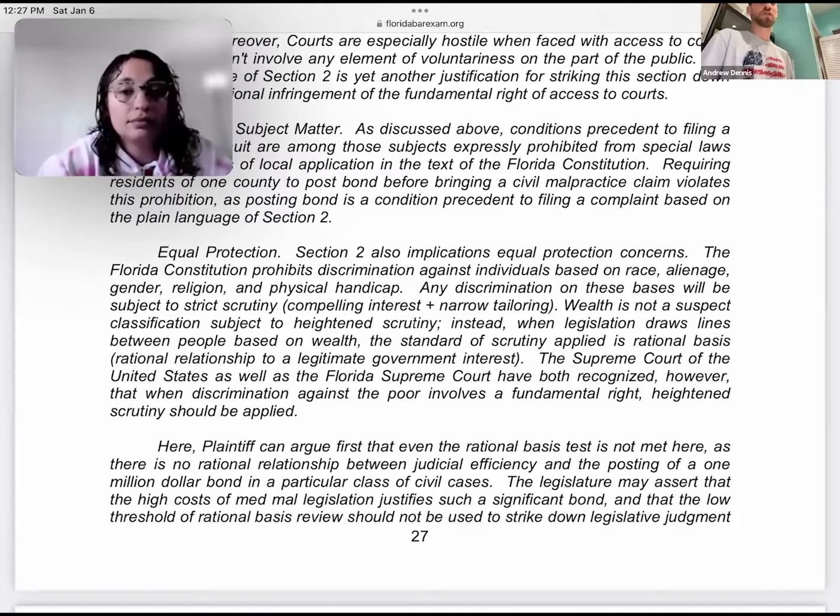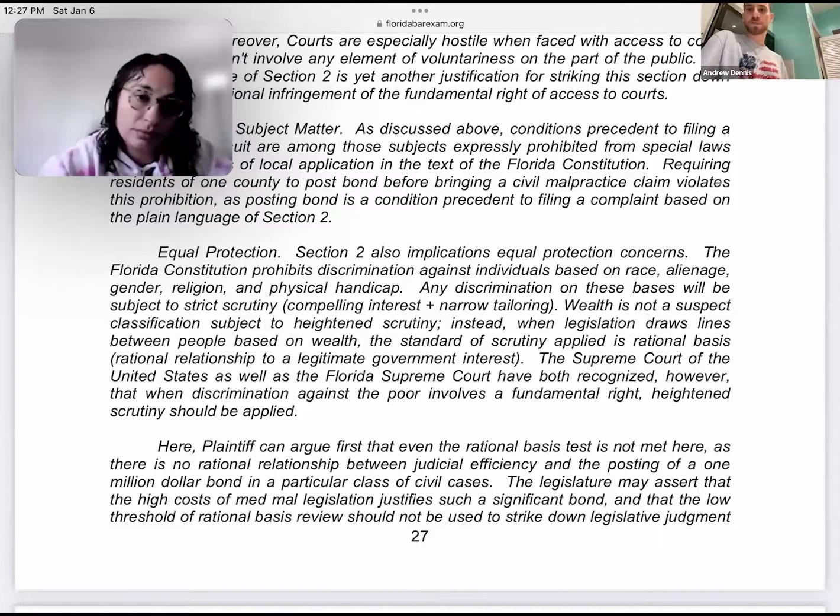Equal protection. Equal protection comes up a lot on essays. So you should, if you think it's equal protection, just write about it because it probably is. Section 2 also implicates equal protection concerns. The Florida Constitution prohibits discrimination against individuals based on race, alienage, gender, religion, and physical handicap. Any discrimination on these bases will be subject to strict scrutiny, compelling interest and narrow tailoring. Wealth is not a suspect class.